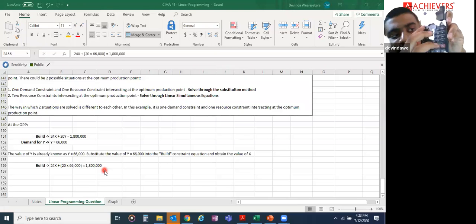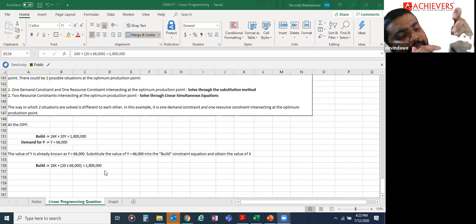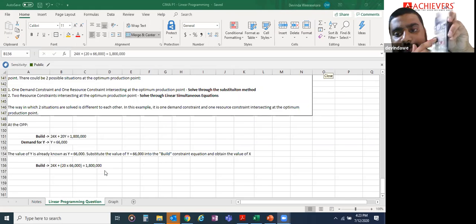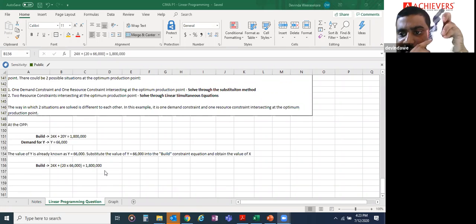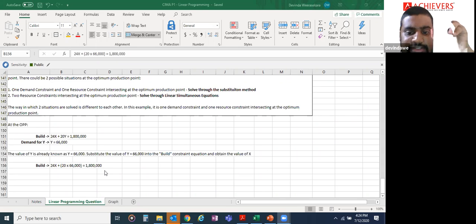You press alpha and then the close bracket sign. Got x? Right. Close the bracket, and then plus, enter the plus sign, again open brackets, 20 multiplied by 66,000, close bracket.